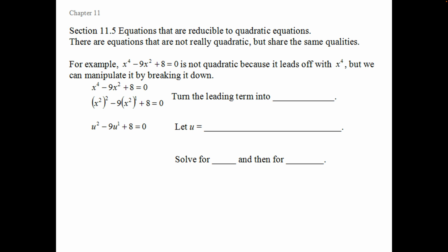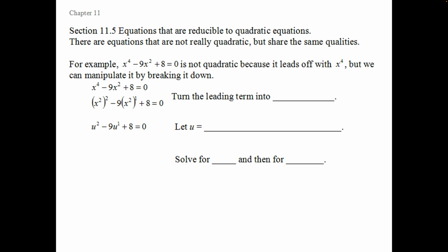Section 11.5, equations that are reducible to quadratic equations. There are equations that are not really quadratic, but share the same qualities or characteristics. So for example, let's say we had x to the fourth minus 9x squared plus 8 equals 0. Technically, this is not quadratic because it leads off with x to the fourth. But we can manipulate it by breaking it down.